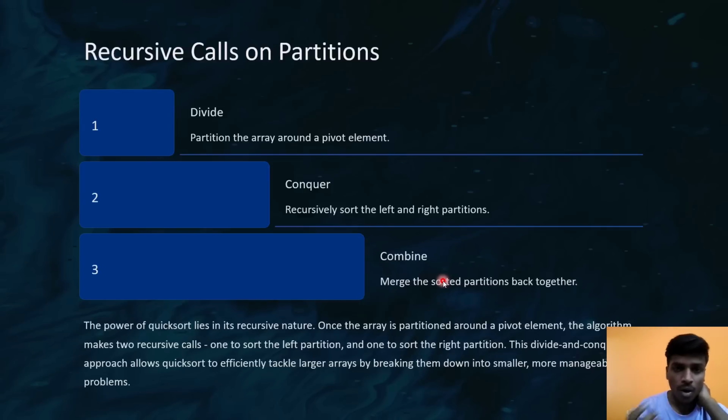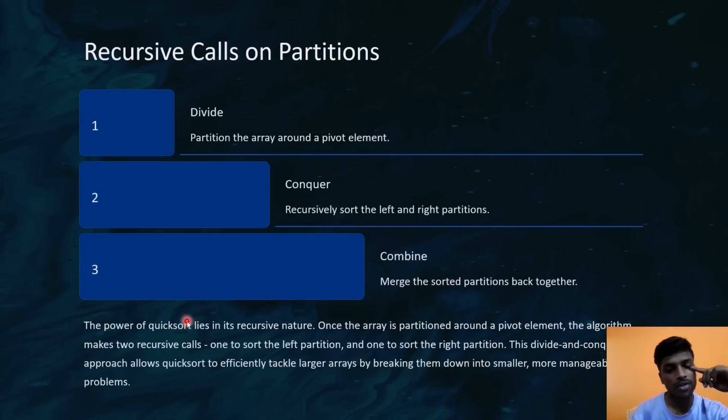Next, recursive calls on the partitions. In recursion, the first step is divide: partition the array around a pivot element. Then we conquer, divide and conquer. Conquer means recursively sort the left and the right partitions. Then the third step is combine: merge the sorted partitions back together.